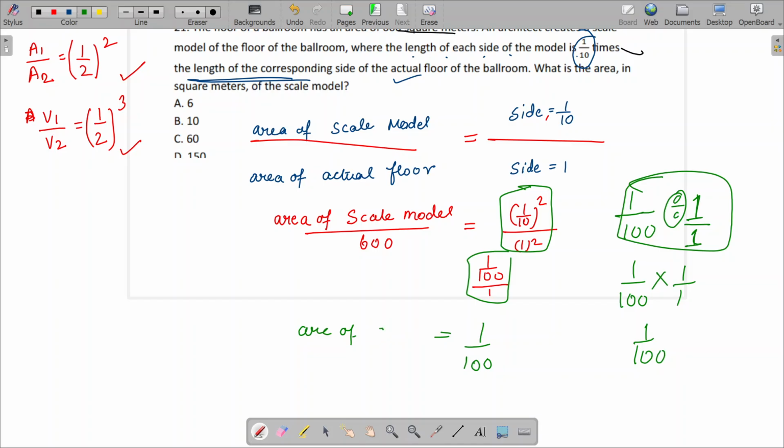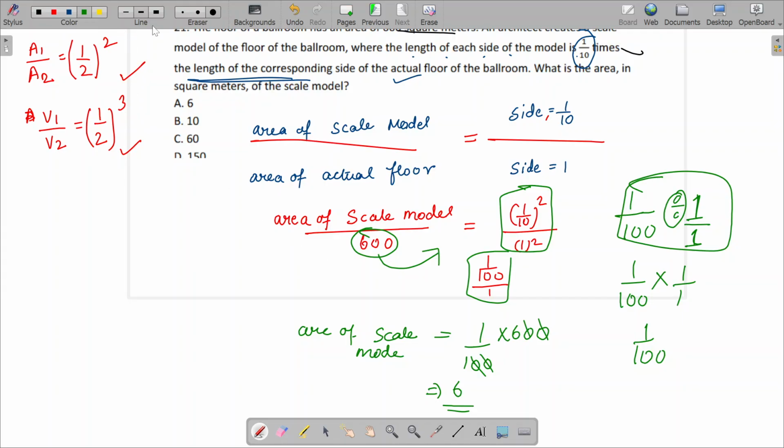Now, here we are finding the area of the scale model. I already know that 600 is in division, so multiply both sides by 600, or you can transpose the 600 to the other side. So both will get cancelled and you're left with 6. So the area of the scale model will be 6. I hope it is clear.